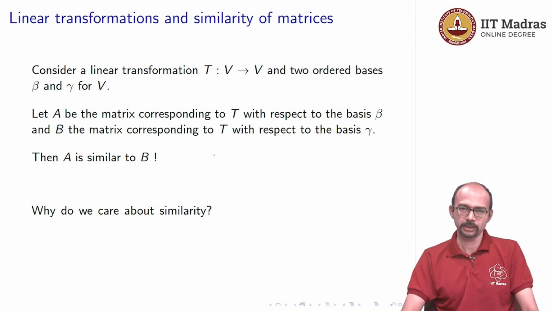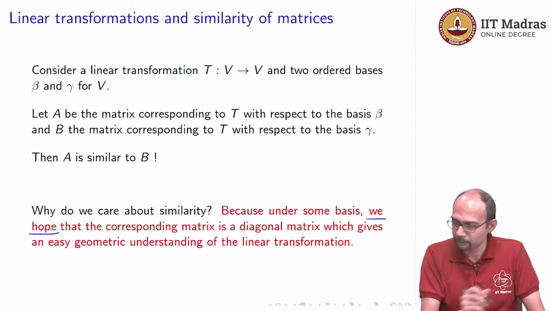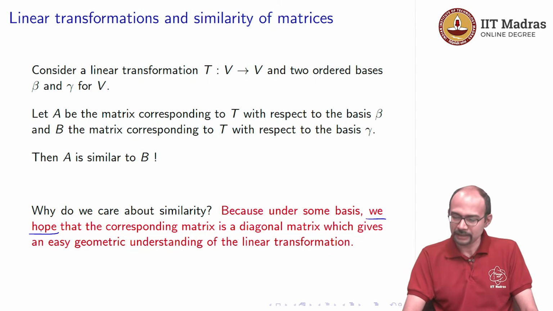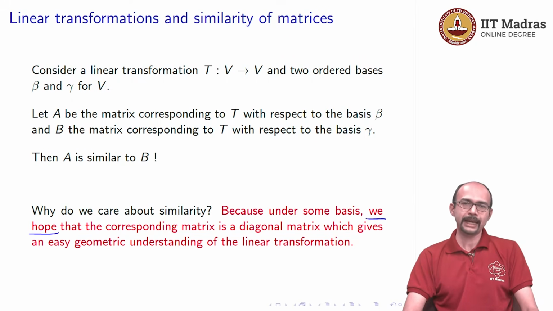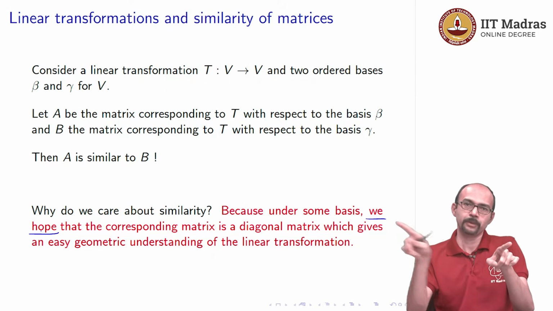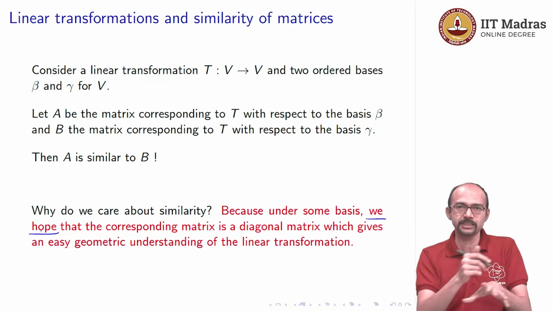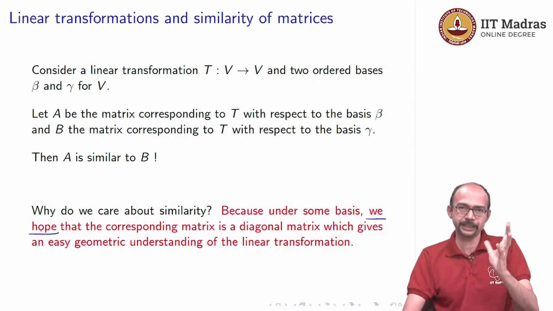Fine. Why do we care about similarity? This is maybe the most important question. The reason is that, as we saw in the previous two examples, sometimes, under some basis we hope that the corresponding matrix is a diagonal matrix, which gives an easy geometric understanding of the linear transformation. If you have a diagonal matrix, it is saying that some particular vector scales, some other particular vector scales, and some third vector, let us say in R3, scales, and it is giving you how much it scales by, and these three form a basis. That is the intuitive picture you have in mind.